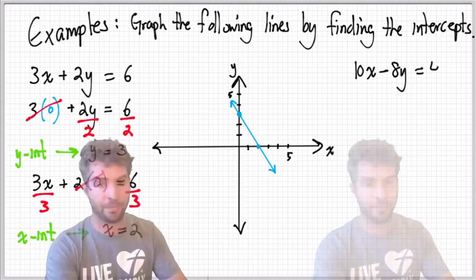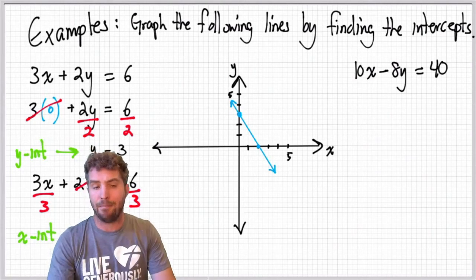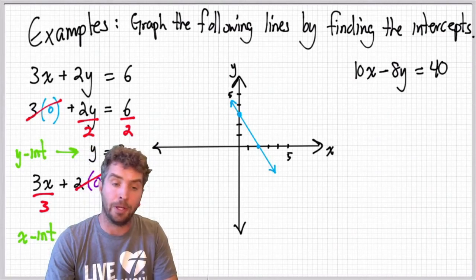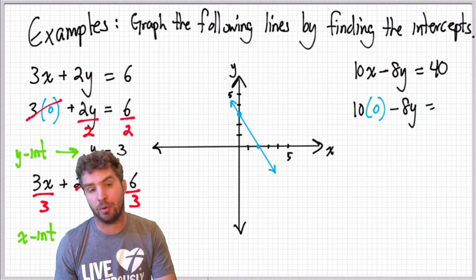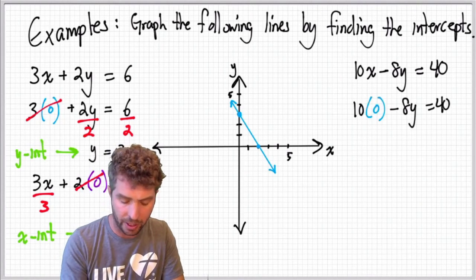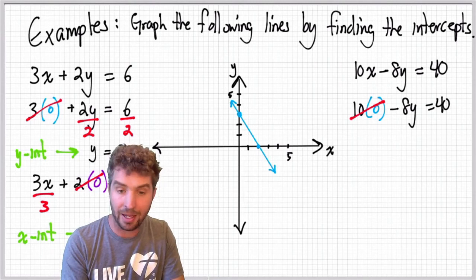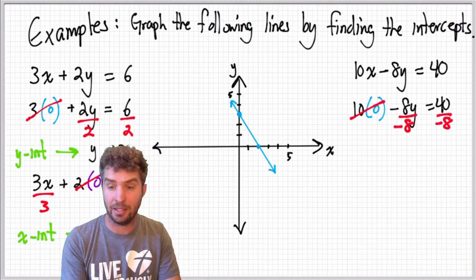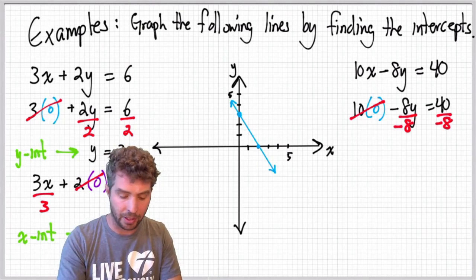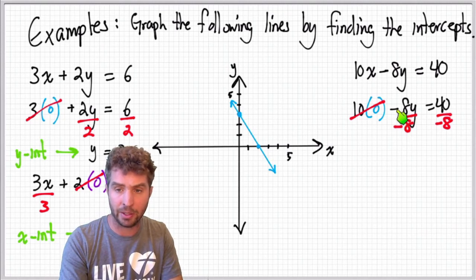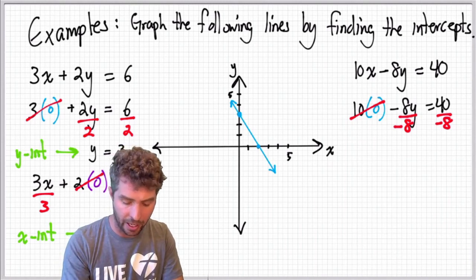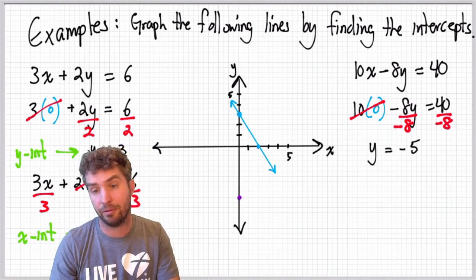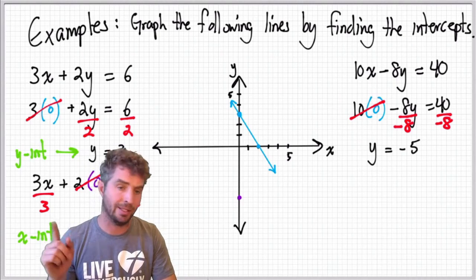Okay. One more example. 10x minus 8y equals 40. Okay. Same exact process. We replace the x with 0. 10 times 0 is 0. Divide both sides by negative 8. Okay, negative 8 because we have the minus 8y, so that stays negative when we get rid of the 10 times 0. So we divide by negative 8 and we get negative 5, right? 40 divided by negative 8 is negative 5.